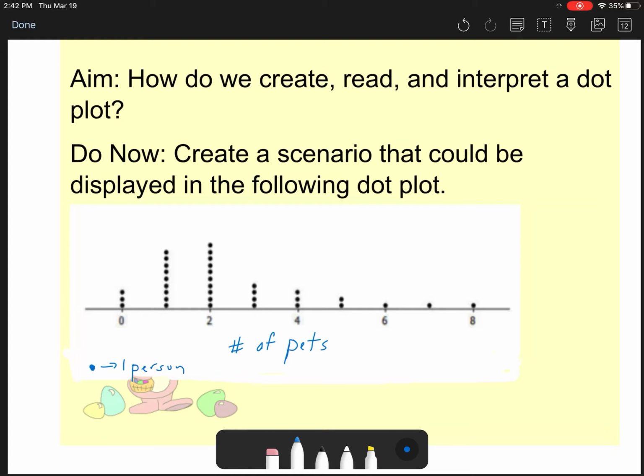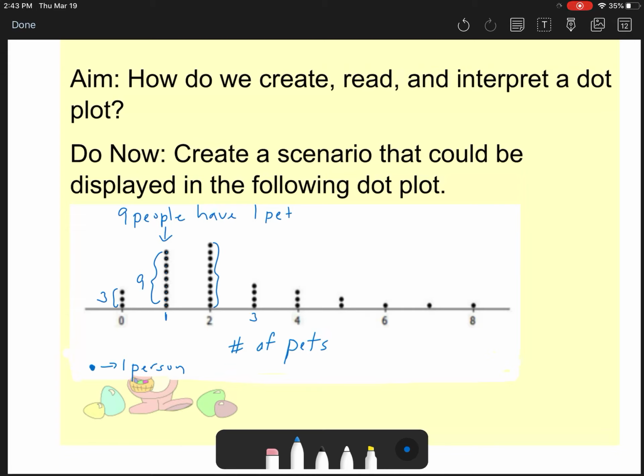So let's take a look here. If one dot is representative of one person, how many people have 0 pets? That would be 3 people. Okay, 3 people have 0 pets. How many people have 1 pet? We count the dots. 1, 2, 3, 4, 5, 6, 7, 8, 9. We have 9 people that have 1 pet. We have 10 dots for 2. That means that there are 10 people that have 2 pets.